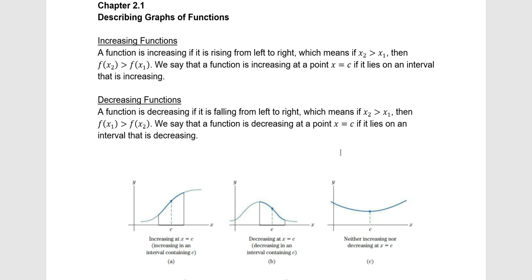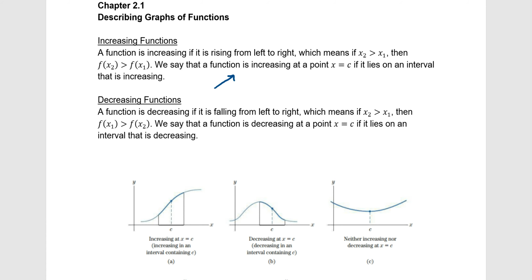Chapter 2.1, we're going to be going over certain properties of graphs. So starting with the difference between increasing and decreasing functions. We say that a function is increasing if it's rising left to right. So that would look something like this, if it's rising left to right.